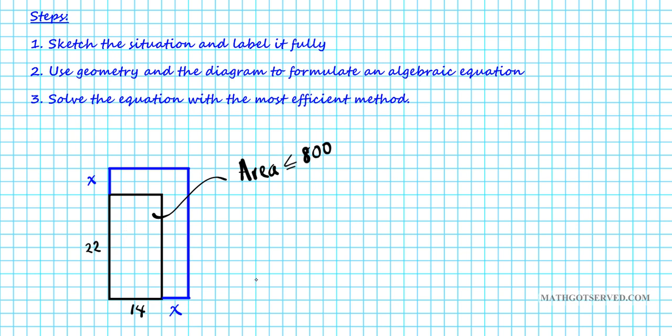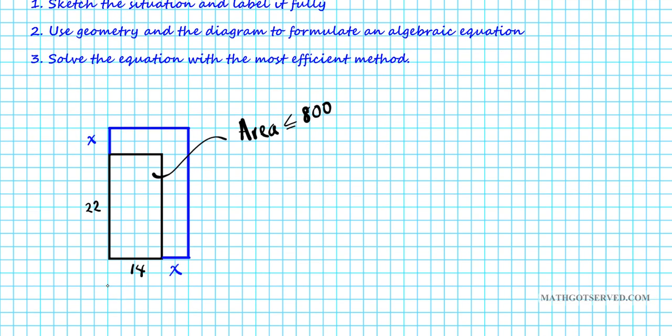So now we've been able to sketch our diagram. We've labeled it fully. Oh, we're not done labeling. We have to label some more. So what are we going to label here? Let's indicate what our dimensions are so we don't get confused. All right, so in this problem, this is our width right here, and this is our height. So our width is 14 plus x. Okay, that's how wide it's going to be. And then our height, or let's call it length, is 22 plus x. Okay, now we have it fully labeled. Perfect.